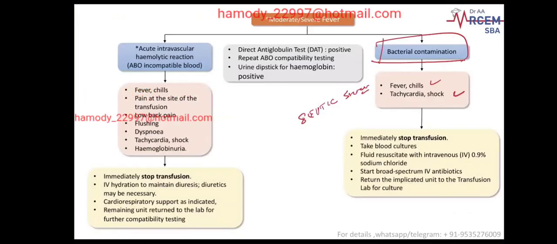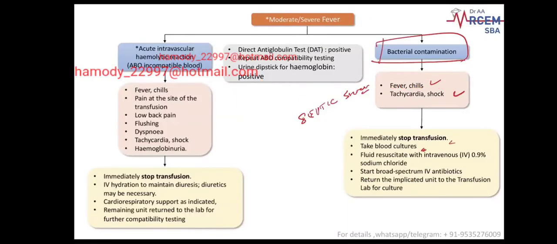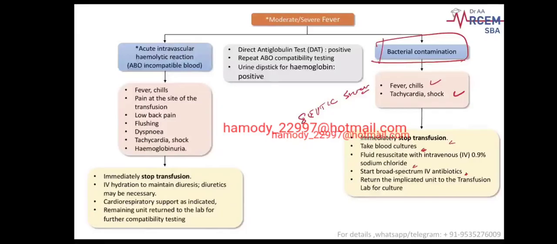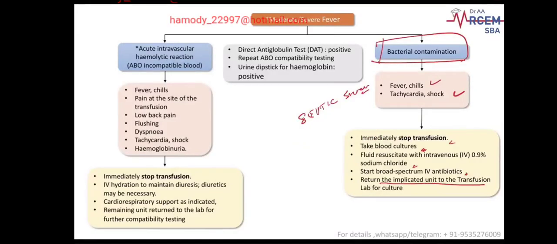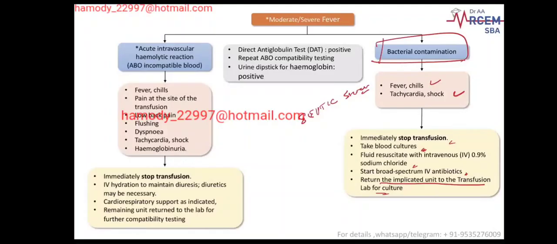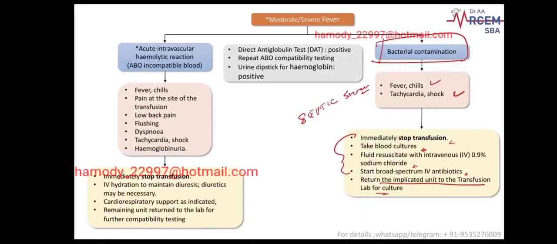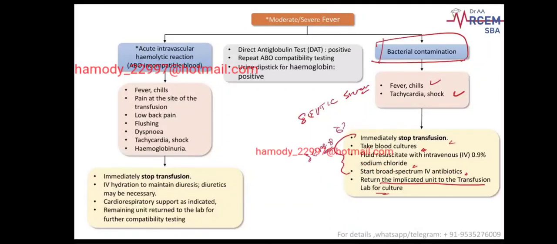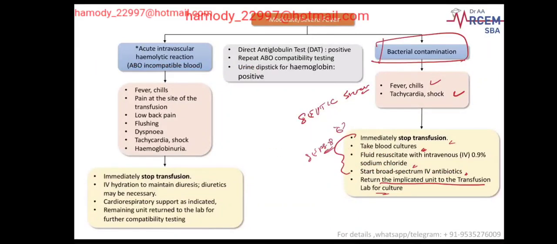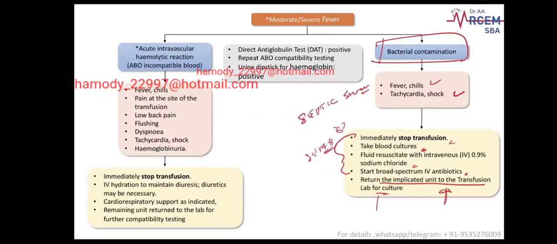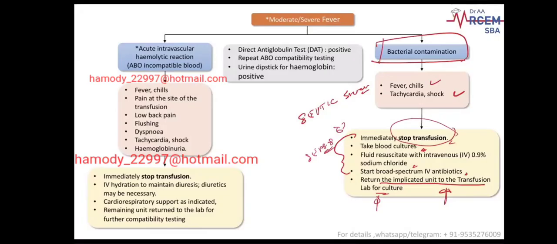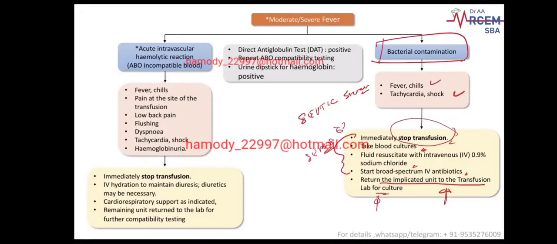That is bacterial contamination. What do you do? Stop the transfusion immediately. Take the blood cultures, start them on IV fluids, start them on broad spectrum IV antibiotics, and return the implicated units to the transfusion lab for the cultures. So the 4 steps I have mentioned are nothing but the sepsis 6. You are treating like in sepsis, what we have learned already. The only additional is the units of the transfusion. You need to send them for the cultures and you need to stop the transfusion because you do not want to insert more and more bacteria into the circulation.